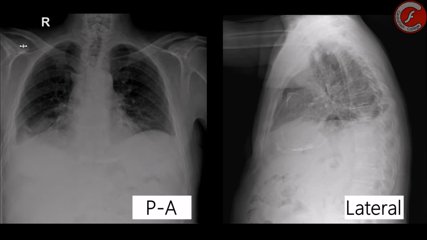As you see, pericardial calcification is the classical radiological sign of constrictive pericarditis, but it appears only in 40% of the cases, so a normal chest X-ray does not discard this pathology.